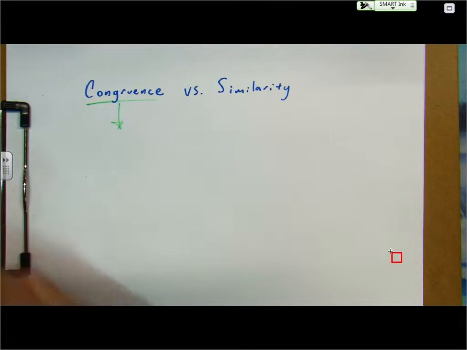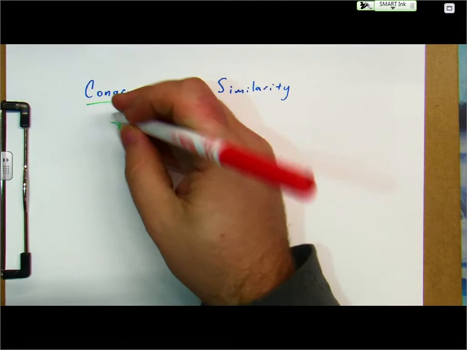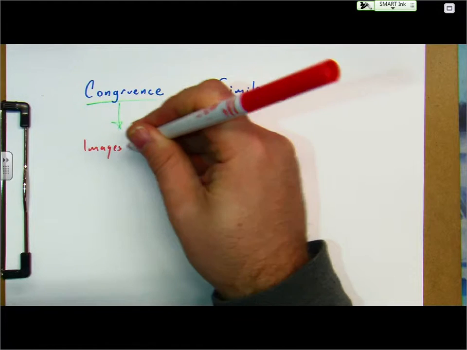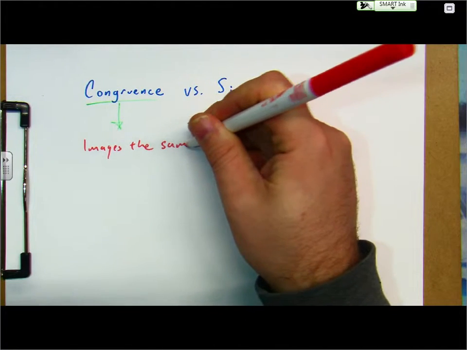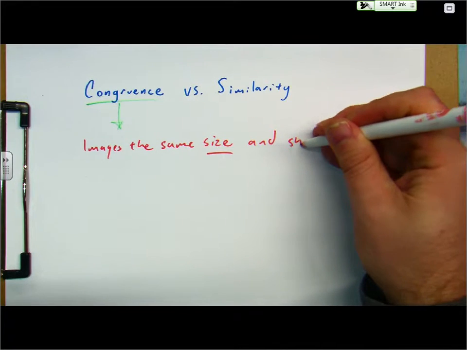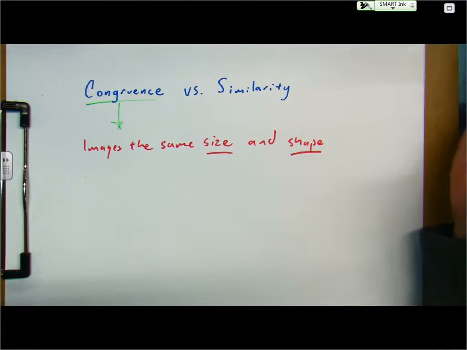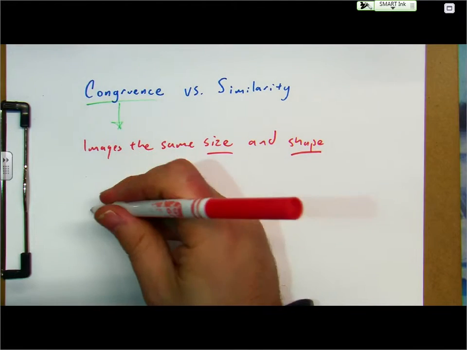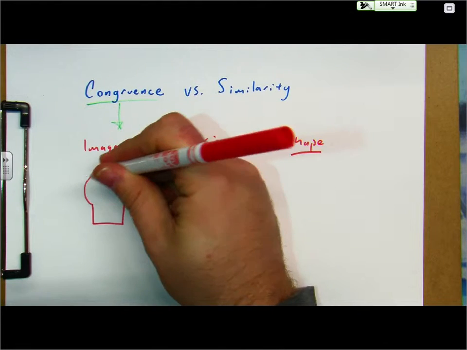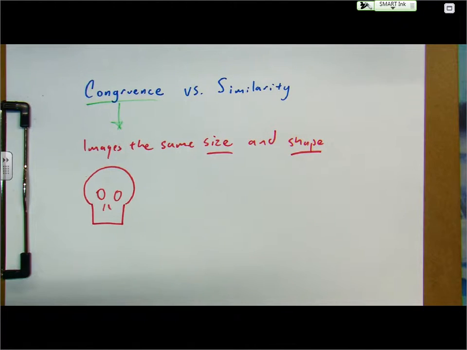When we're talking about congruence, we're talking about the idea that there are two images that are the same size and shape. Size, this is important, and shape. So if I'm going to pick some sort of image, I'm going to pick a skull. Here's my skull. It looks something like that.